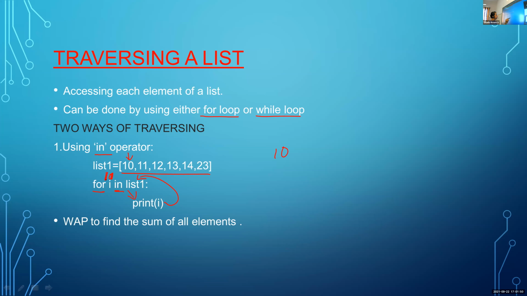Then print I means it will print 11. After that, the third value is assigned to I. Then it will print 12. The fourth value is assigned to I. It will print 14. Then 23. This is the traversing method.